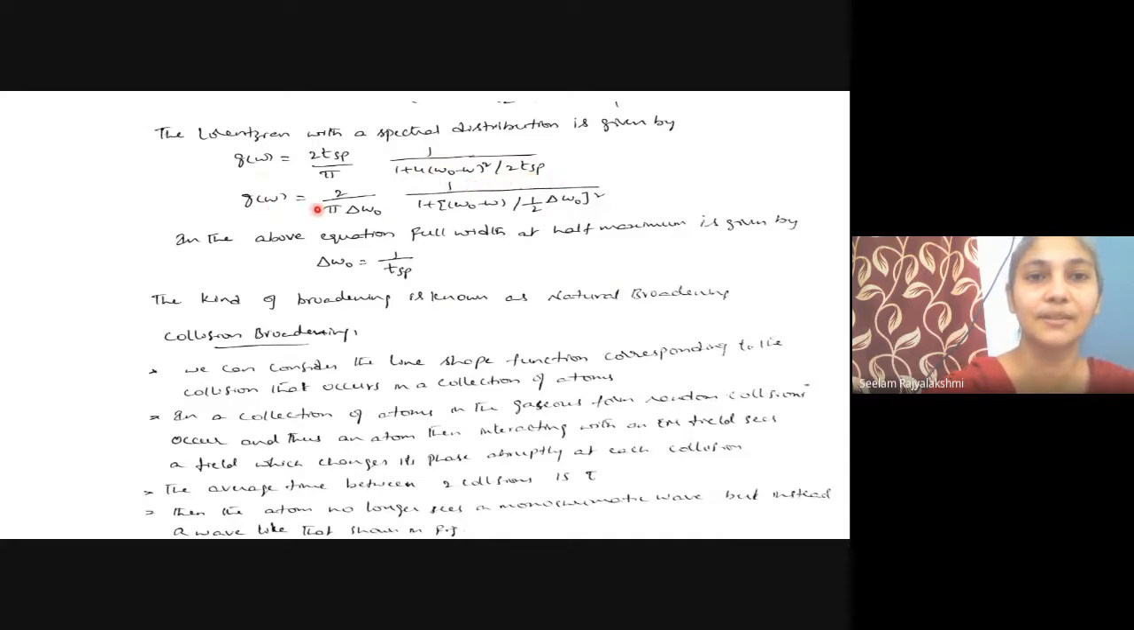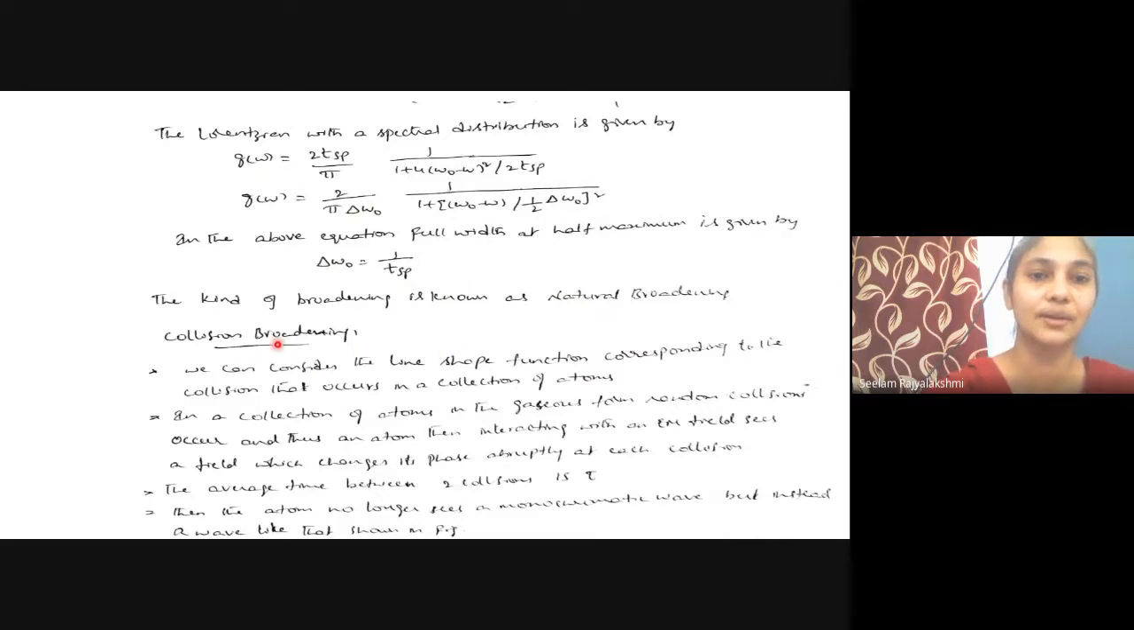g(ω) is equal to 2/(πΔω₀) × 1/(1 + ((ω₀ − ω)/(½Δω₀))²). In the above equation, the full width at half maximum is given by Δω₀, which is equal to 1/τ_sp. This kind of broadening is known as natural broadening.